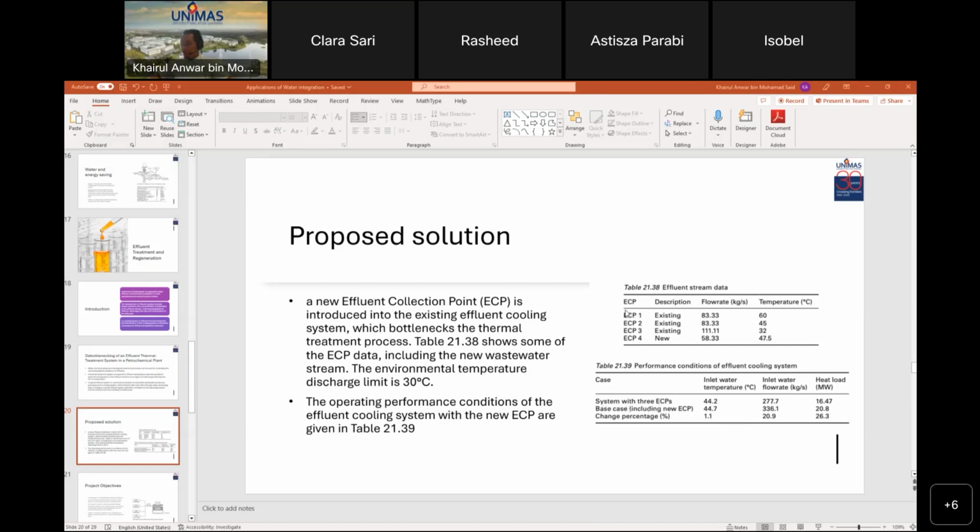System with 3 ECP, the previous system: the inlet water temperature is 44.2 with inlet water flow rate 277. With the new ECP4, the inlet water temperature is 44.7 and the inlet water flow rate is 336. The percentage change for inlet water temperature is 1.1, then inlet water flow rate is 20.9. The heat load is 26.3%.